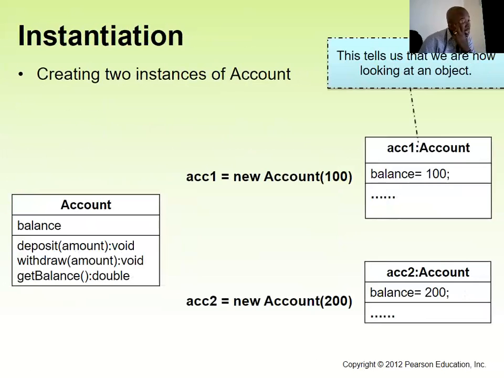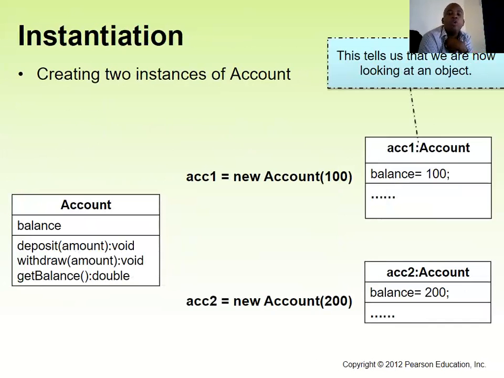So here's an example of two instances of the account class. Now we're going to be using Java in this course, and Java is covered in the second part of the lecture. In Java, generally, we create an instance of a class by using the new operator, the NEW, as you see there. So here we create two instances, one called ACC1 and the other called ACC2.